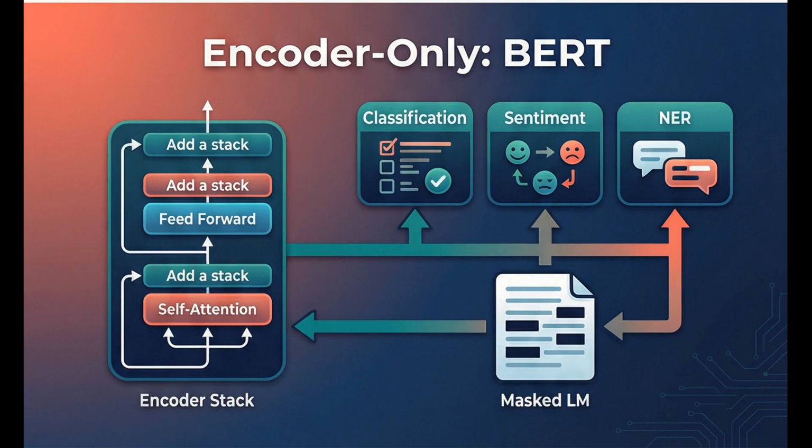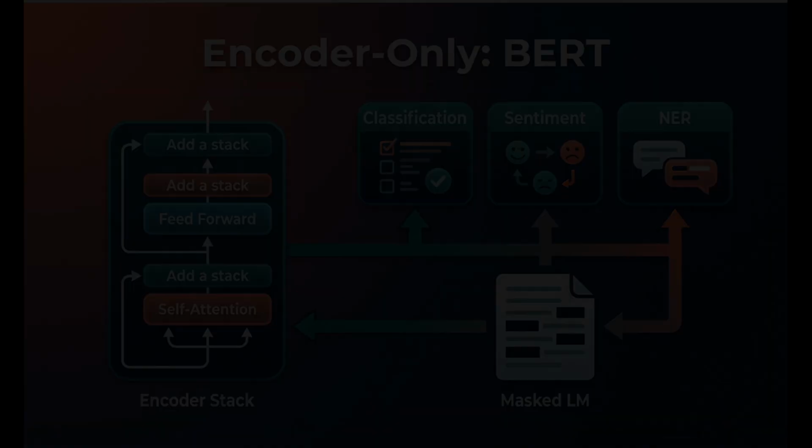We don't always use the full architecture. Encoder-only models like BERT are bidirectional. They see the whole sentence at once. They are perfect for understanding tasks like classification or sentiment analysis. They are trained by masking random words and guessing them.